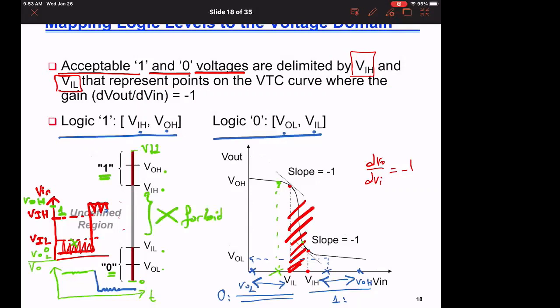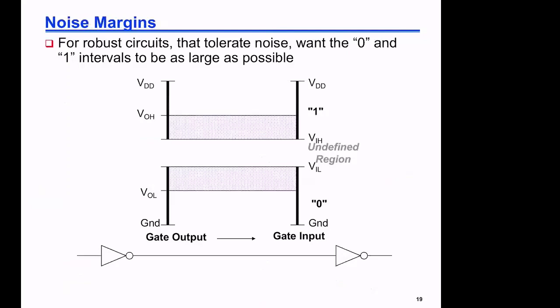Okay, we don't want to operate in it or have the noise be there. Okay, so this is a summary of the chart. We want the 0 and the 1 intervals though to be as large as possible. I mean, if I can increase this range, this will be perfect for me.